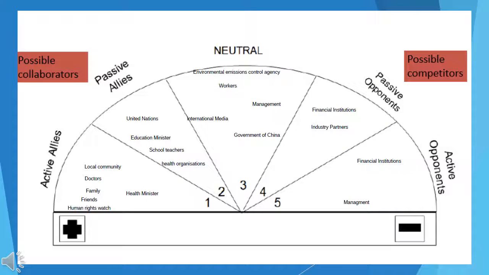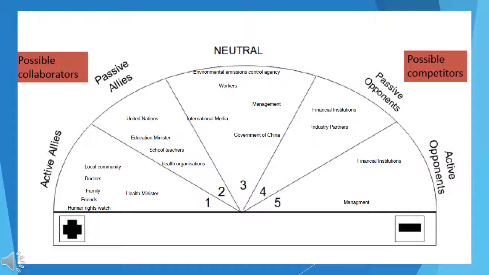So the last map that we have is a spectrum of collaboration map. On the left side, we've got our allies. On the right, we've got our opponents or competitors. The ones on the left are the allies, those people who would have a direct impact in making the present situation better for the children. So we've got our local communities, doctors, family, Human Rights Watch, even to an extent the health minister.